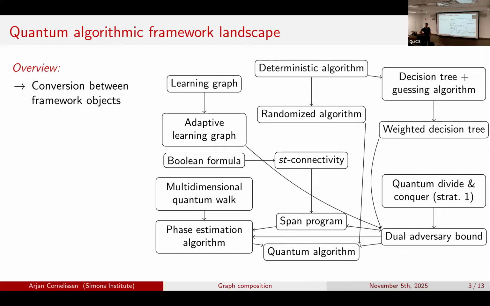What is the relationship between this and Eichhorn's grand unified theory of quantum algorithms? Sorry, what's the relationship between this and Eichhorn's grand unified theory of quantum algorithms? I'm not sure. What was it, around 2021? I'm not familiar with that. We can have a chat after to see how this fits in.